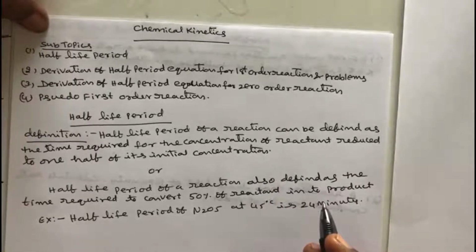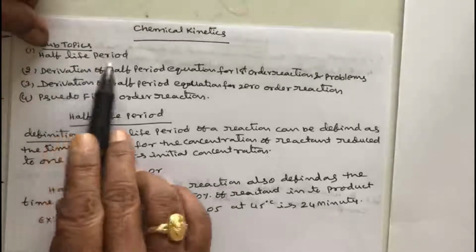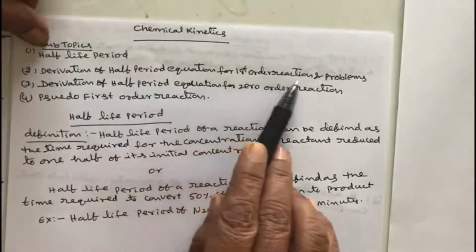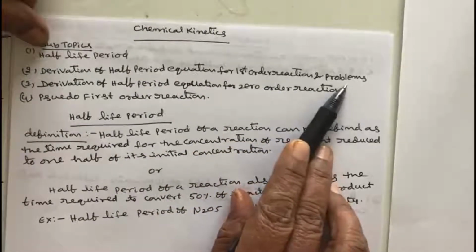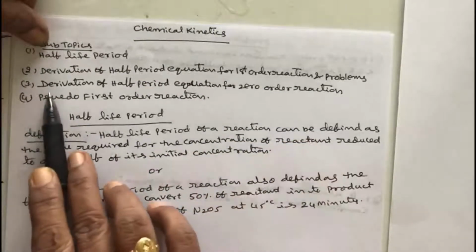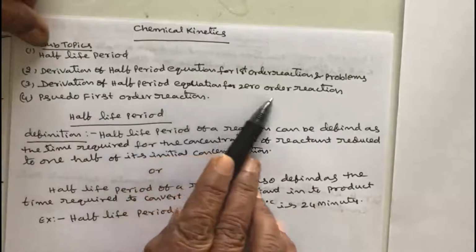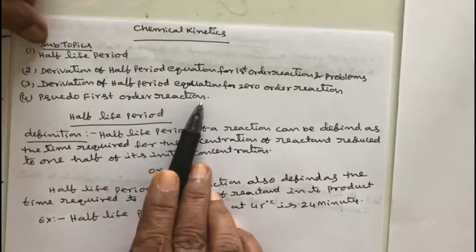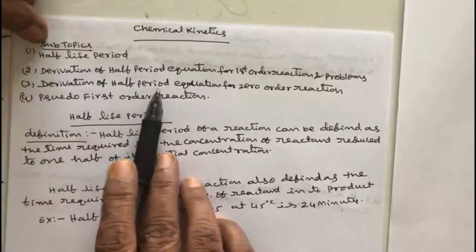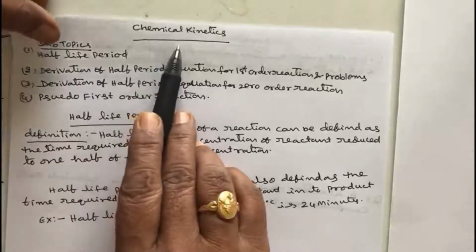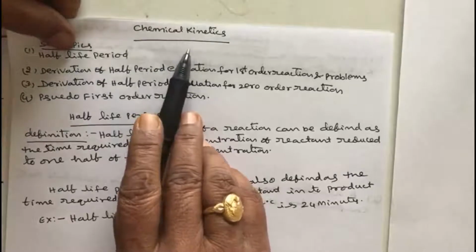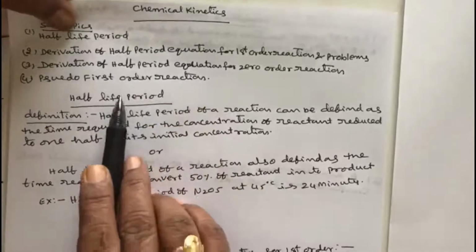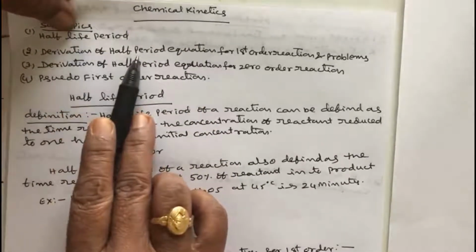Today I am going to explain the subtopics half-life period, derivation of half-life period equation for first order reaction and related problems, and derivation of half-life period equation for zero order reaction and pseudo first order reaction. These subtopics are related to the main topic, chemical kinetics. Now I am going to explain the first one, half-life period.